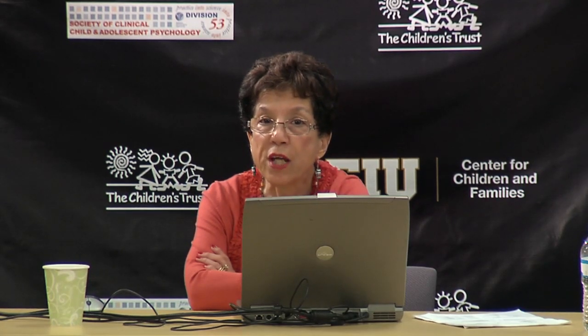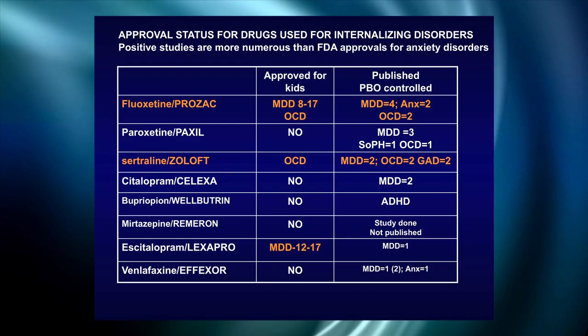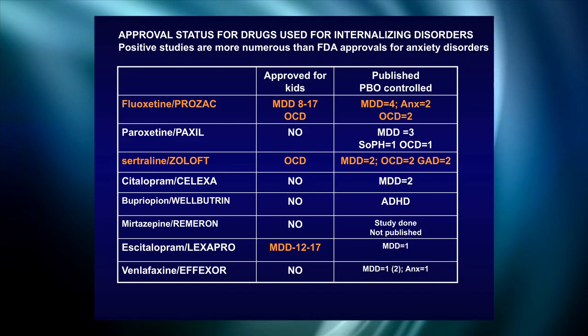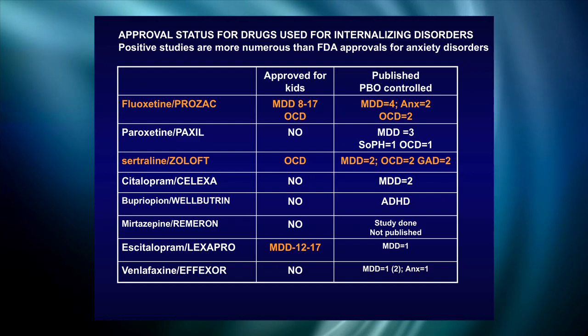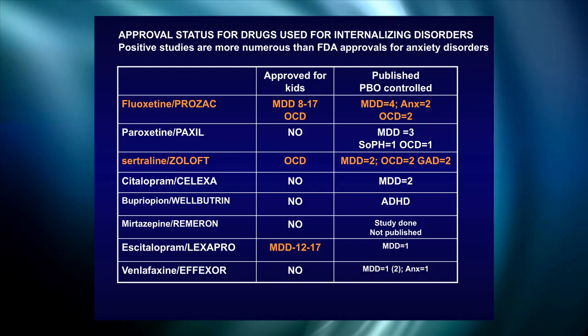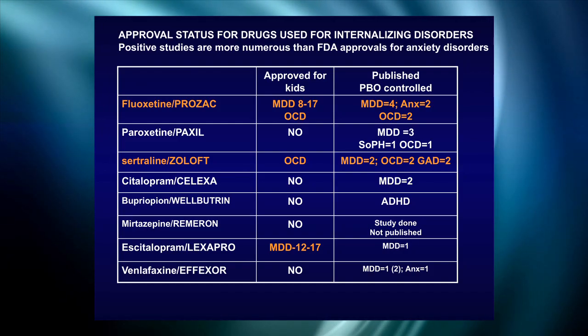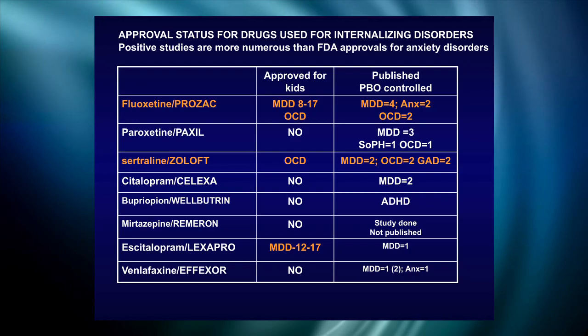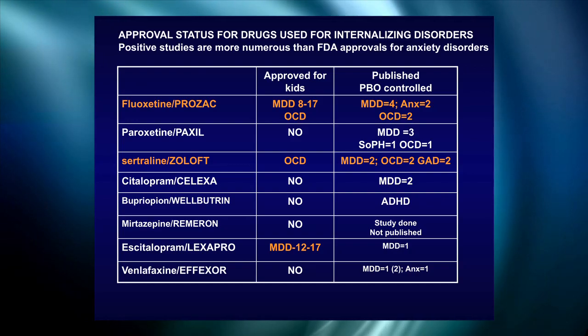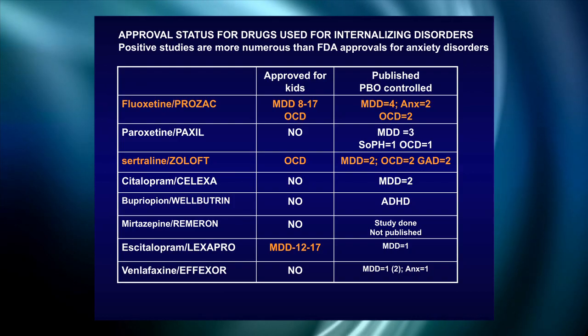So I told you yesterday about the drugs that are approved by the FDA, and everything else is considered to be off-label. Here, in the antidepressants, is where we are as far as what's approved for children and adolescents. Fluoxetine or Prozac is approved for the treatment of depression in kids between the ages of 8 and 17 and also approved for the treatment of obsessive-compulsive disorder. Sertraline or Zoloft is approved for the treatment of obsessive-compulsive disorder. And fairly recently, escitalopram or Lexapro has been approved for the treatment of depression in teenagers.